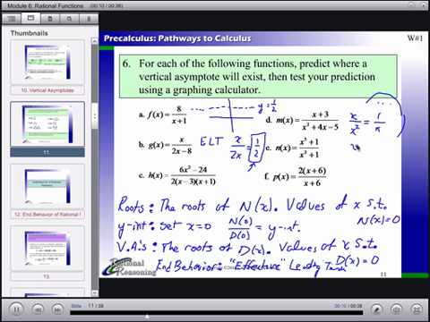As x gets very, very large positive, what would m of x do? It's going to be like 1 over x. So if x gets very, very large positive, what does 1 over x do? Goes to 0. And as x goes to negative infinity, also close to 0.